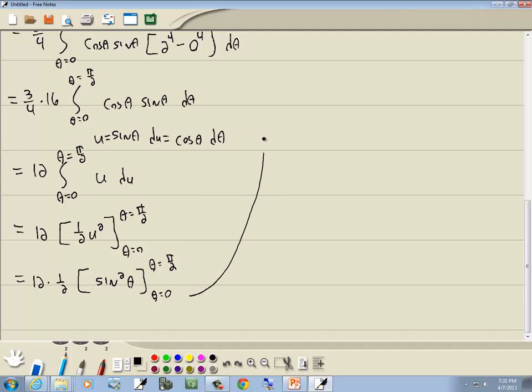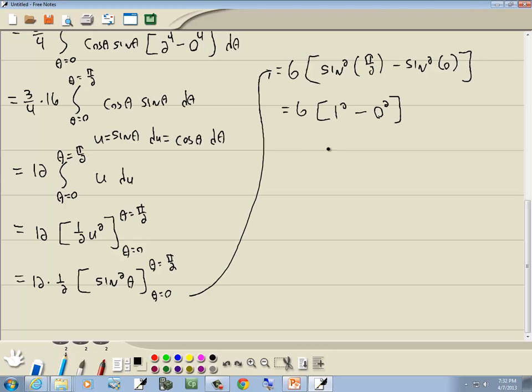And I guess I better continue up here. 12 times 1/2 gives us 6. And we'll plug these in for theta. So I'm going to have sine squared of pi over 2 minus sine squared of 0. Well, sine of pi over 2 is 1, so that becomes 1 squared, minus sine of 0 is 0, so that's 0 squared. Now 0 squared drops away. 1 squared is 1, times 6 would give us 6. And that's our answer.